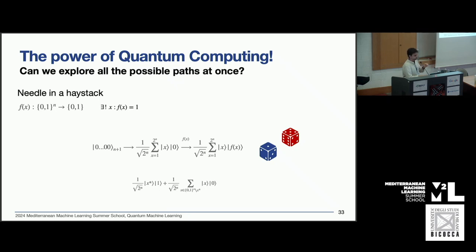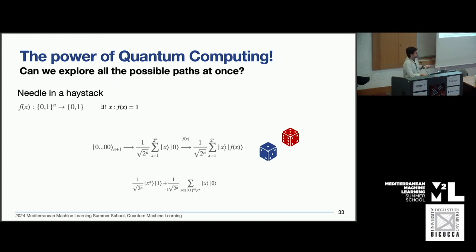You have that the second qubit is 1 whenever the input is the input that you want, and that the second qubit is 0 for all the other possible states. So this is cool because this is very cheap. I mean, with just one call to our oracle, which is this function here, we embedded the solution in our quantum system. But now, what's the cost of retrieving this solution?